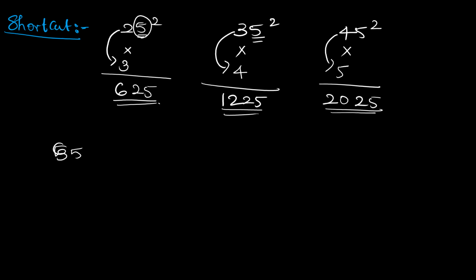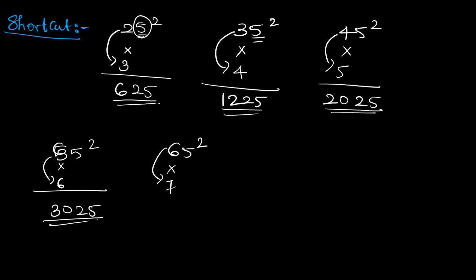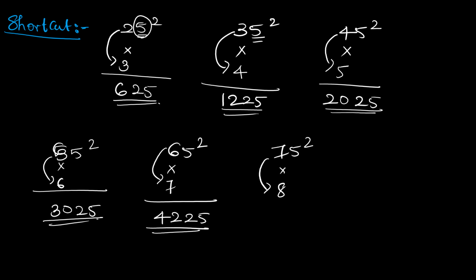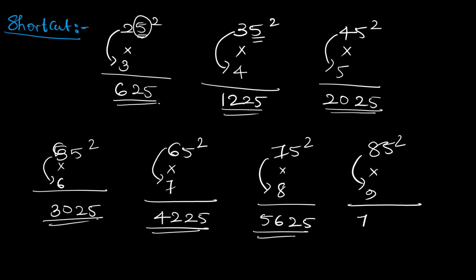55 square. 5 plus 1, 6. 5 into 6, 30. Last is 25. 65 square. 6 plus 1, 7. 6 into 7, 42. Then 25. 75 square. 7 plus 1, 8. 7 into 8, 56. Then 25. 85 square. 8 plus 1, 9. 8 into 9, 72. Then 25. This is how we find the square of any 2-digit number that is ending with 5. This is the shortcut method.